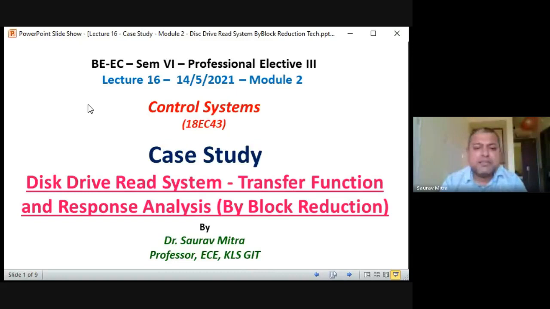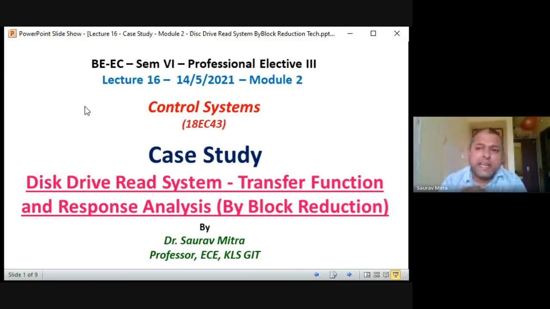So what is a disk drive read system? Nowadays you might not have them, or I don't know, maybe another 4 or 5 years back, these things were in use. We have all seen a hard drive, a CD drive and all those things. There, that is actually an optical read kind of thing.